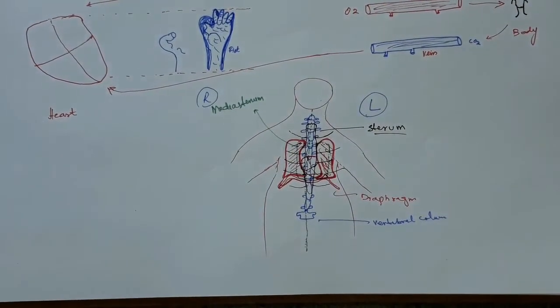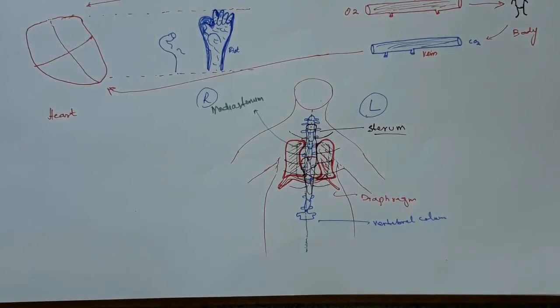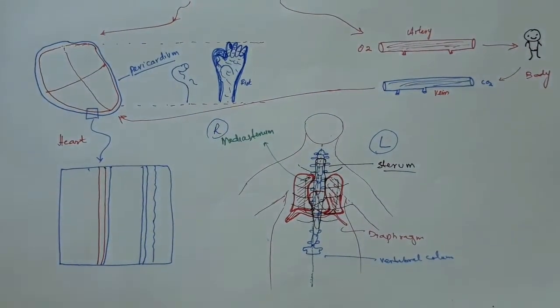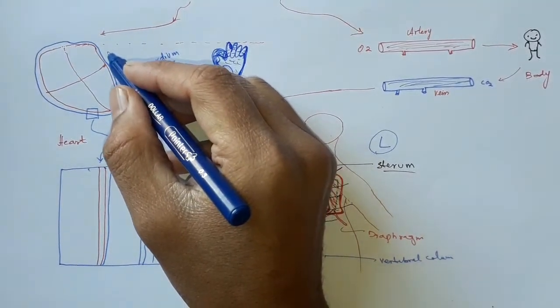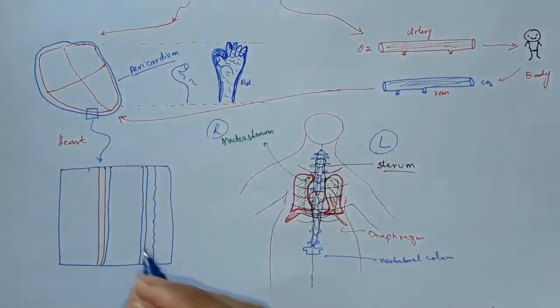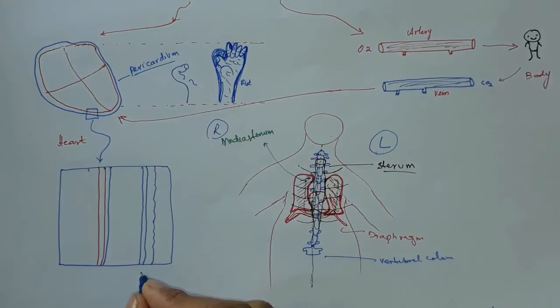Now if we look a little more closely into the heart, it is surrounded by a sac of fluid called the pericardium. Now we will draw another diagram for the heart. So we have discussed that the heart is surrounded by a double layer sac called the serous pericardium. The serous pericardium has two layers: its outer layer and its inner layer.